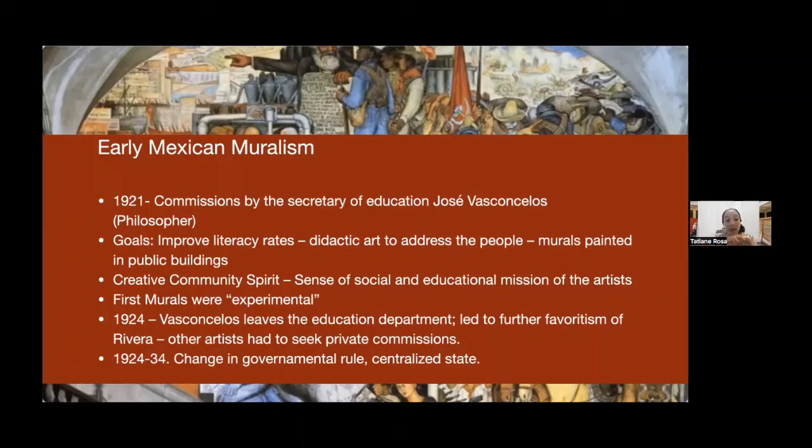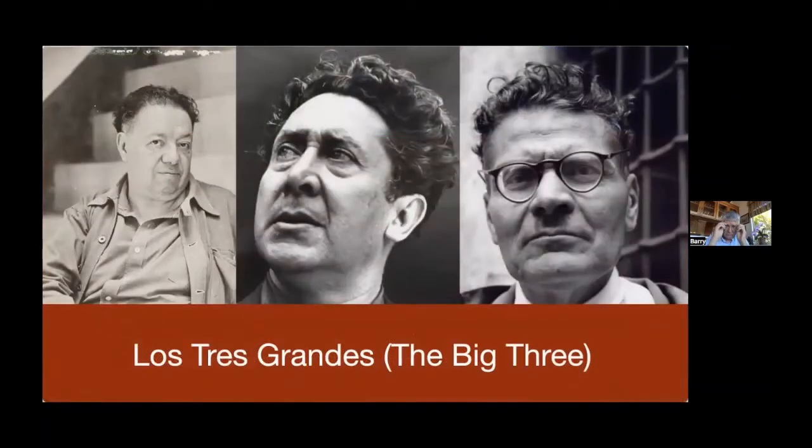And it is in this context of the early moment of muralism that these three guys emerge. In Spanish, they say los tres grandes, the big three, who are Diego Rivera, David Alfaro Siqueiros, and José Clemente Orozco. They were the three painters who received most of the official commissions in this early moment by the Mexican government. But I won't have time to go into all of them. So I'm gonna focus on Rivera, who's the most famous.